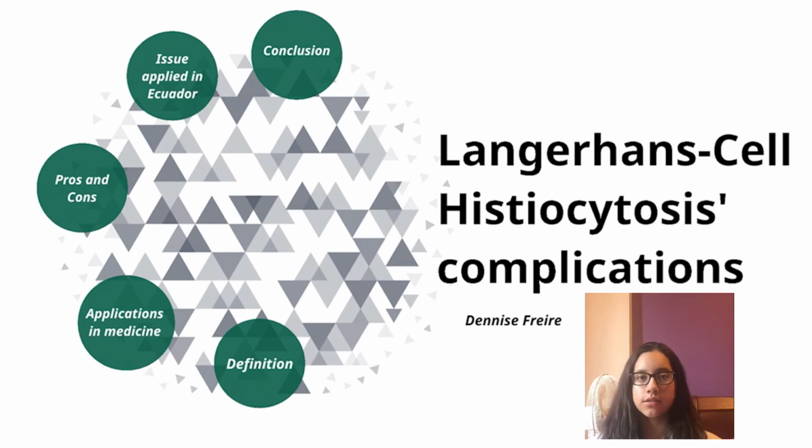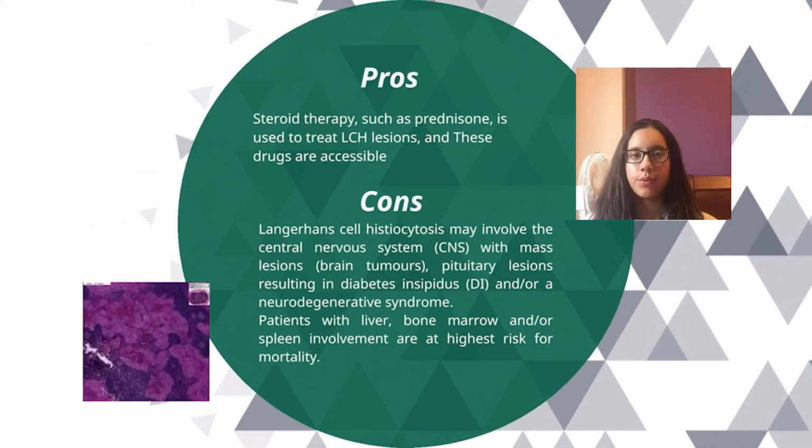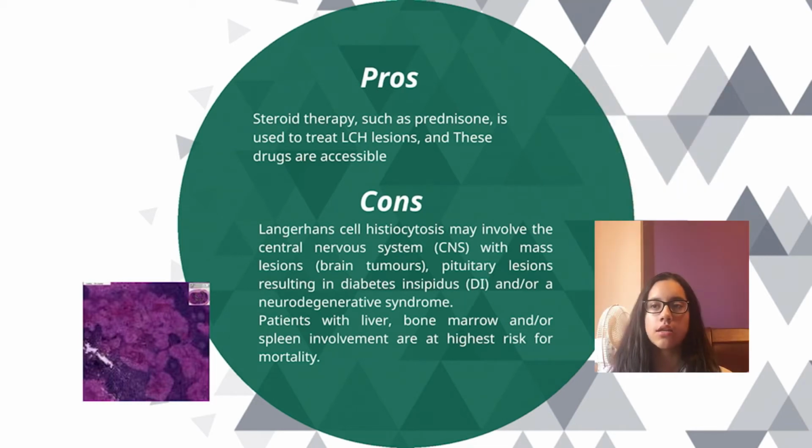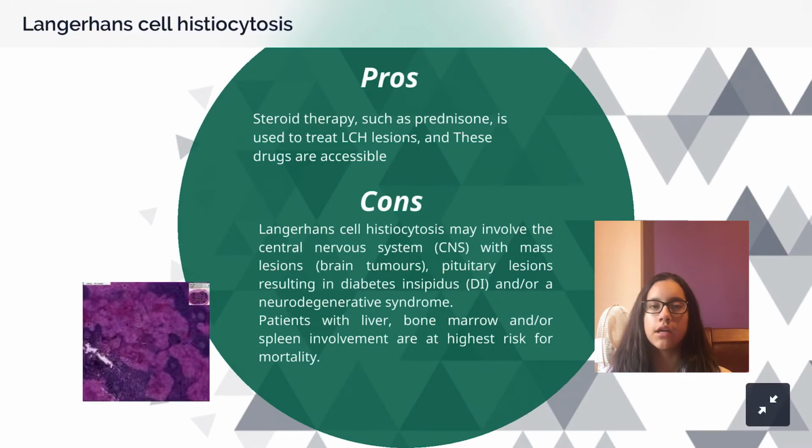Pros and cons. Pros: steroid therapy, such as prednisone, is used to treat LCH lesions, and these drugs are accessible. Cons: Langerhans cell histiocytosis may involve the central nervous system, with mass lesions, brain tumors, and pituitary lesions resulting in diabetes insipidus or neurodegenerative syndrome. Patients with liver, bone marrow, and/or spleen involvement are at the highest risk for mortality.